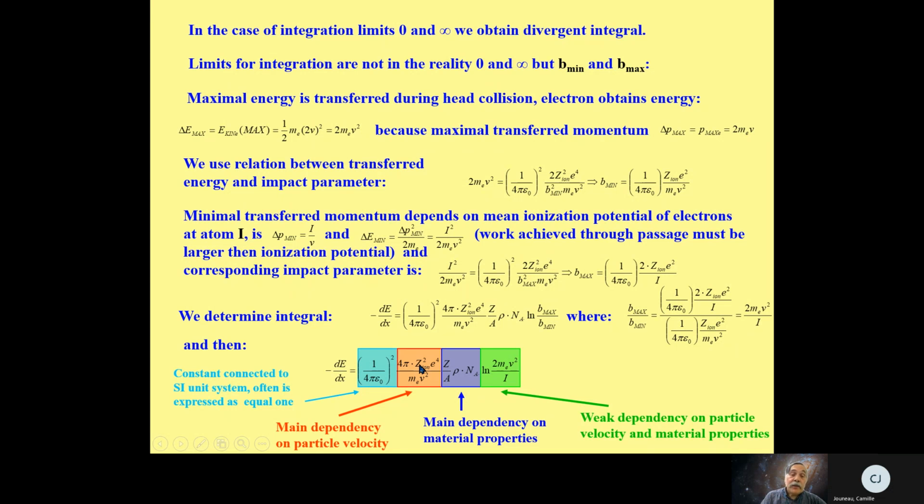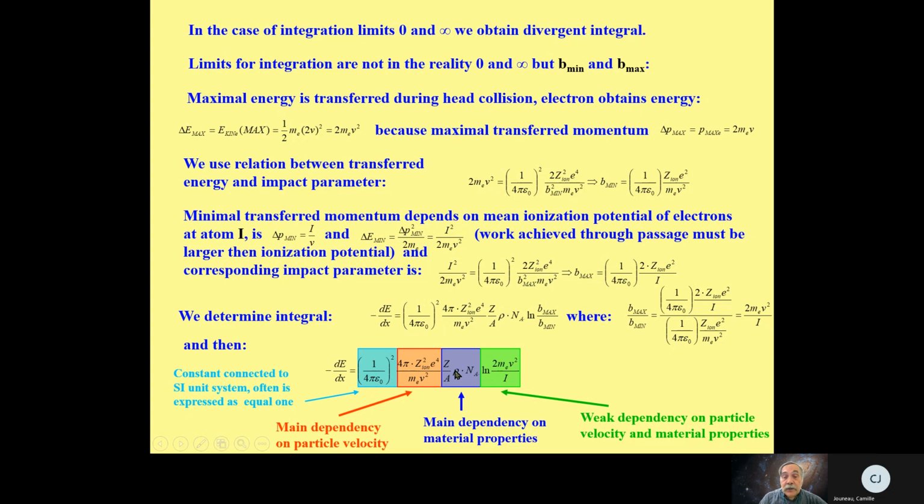It is a square dependency. That means for a heavy particle which has a high charge, a heavy ion, you will have very high, very large ionization losses.